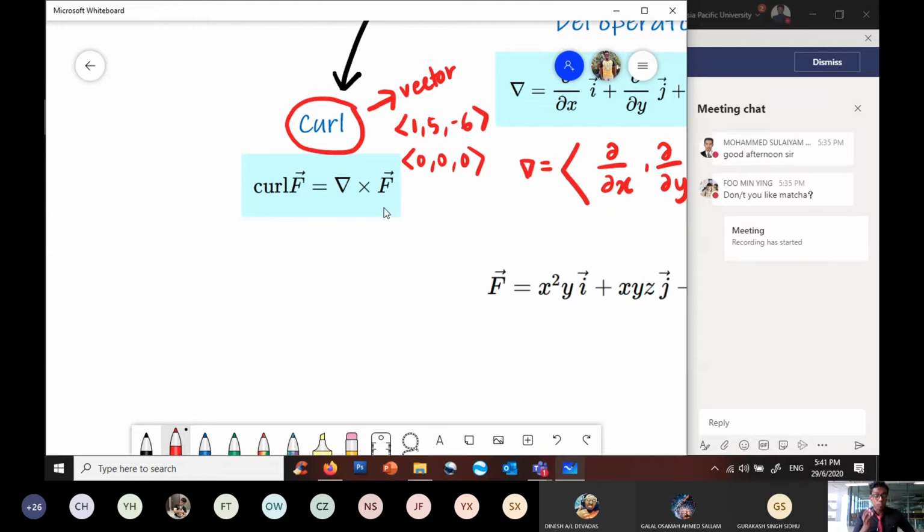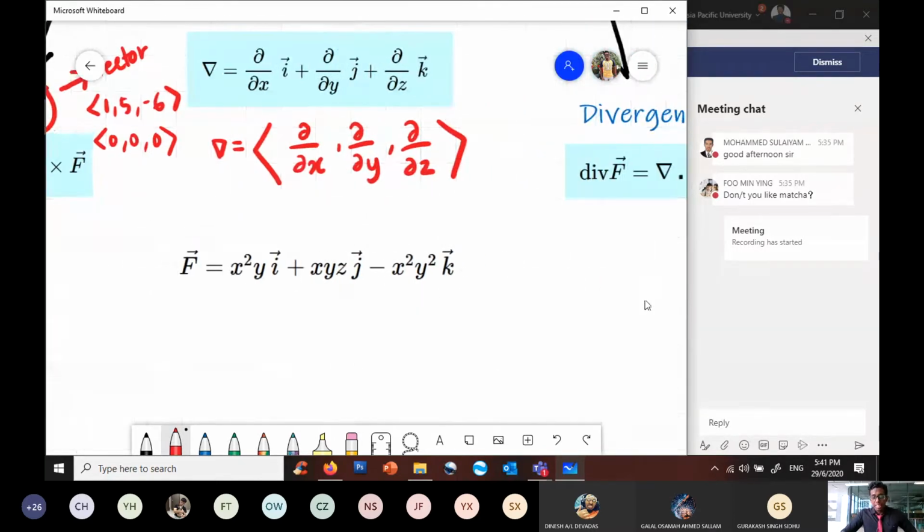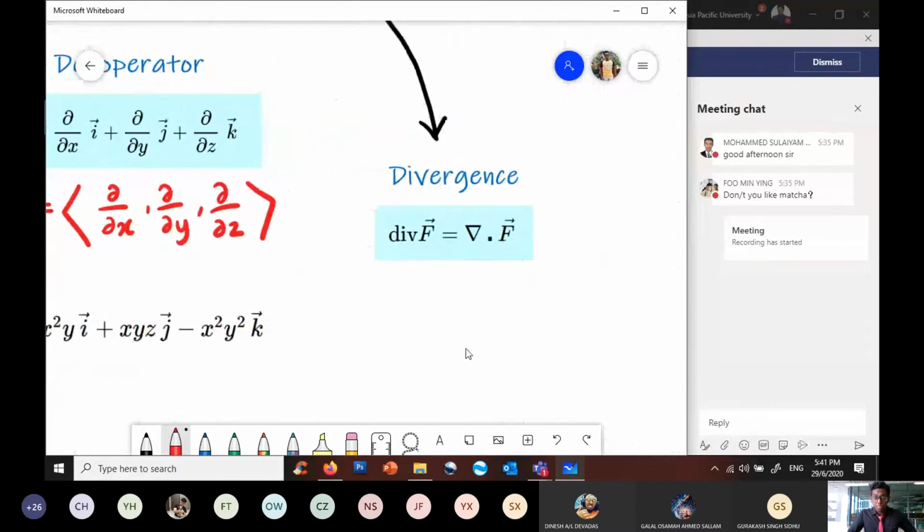This is the formula to find curl. Del operator, cross product, not normal multiplication. This is cross product with a vector function or a vector field. On the other hand, later on, you will see that we have something called divergence. Divergence, this is the notation for it, div. So divergence is del dot product with a vector function. Can you see, curl was cross product, divergence was dot product.